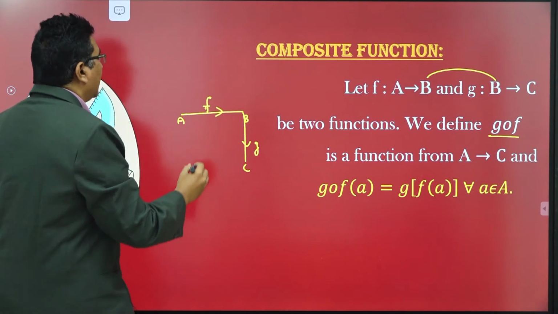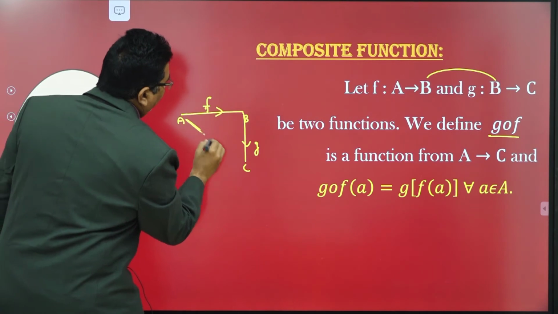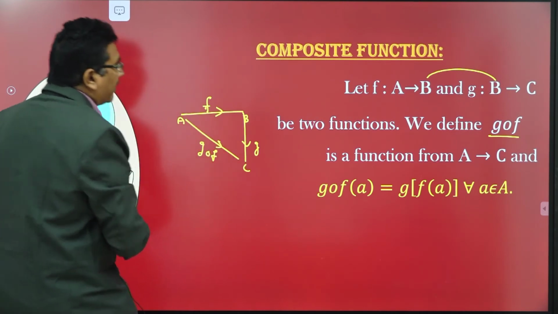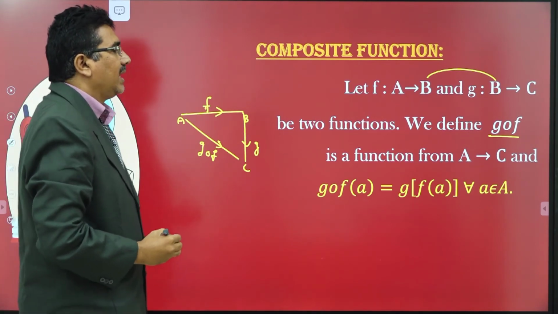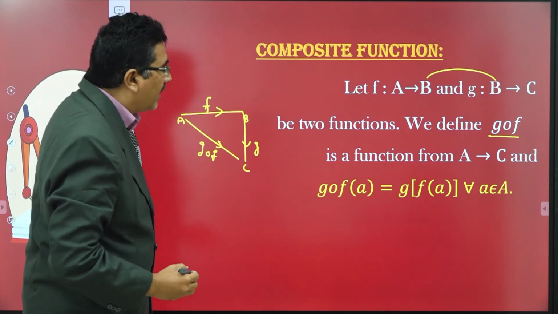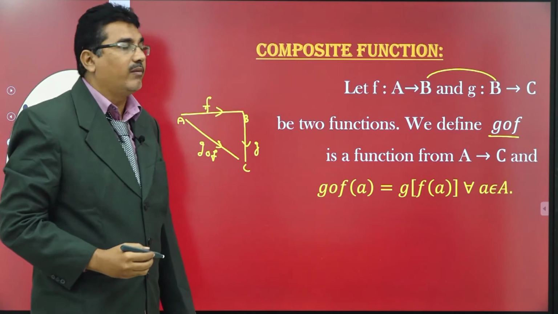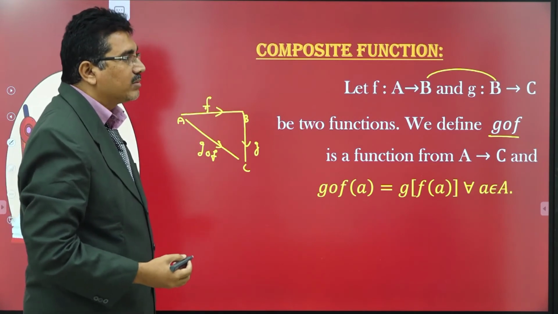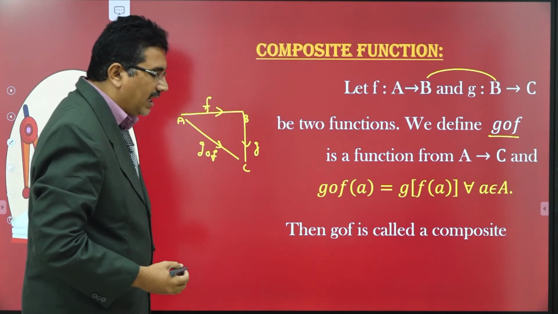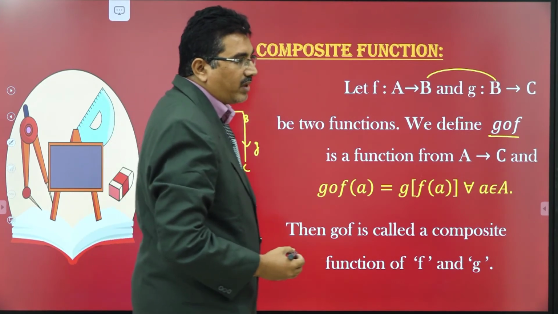g circle f, mapping from A to C, is a function, and it is defined by (g circle f)(a) equal to g of f of a for all small a belonging to capital A. Then g circle f is called a composite of f and g.